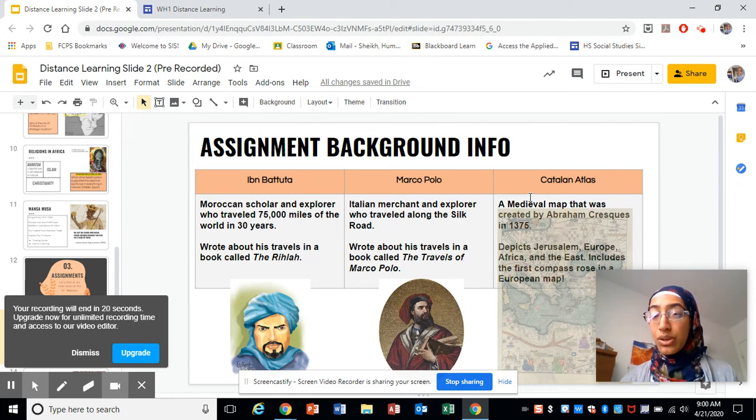You are also going to be looking at an atlas that was created in Spain that was considered the greatest medieval map that was ever made. It shows Jerusalem, Europe, Africa, and the East. In our next video, I'm going to walk you through some of the assignments and the video check on the distance learning website.